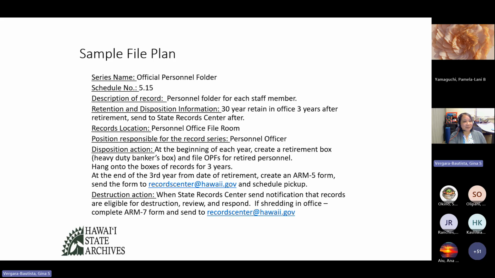Okay, here's an example of a file plan. As I mentioned, it has the series name, it has the retention schedule number, has a short description of what it is, the retention and disposition, where it's located in your office, who's responsible for it. You can either put a person's name here or you can make it generic so that if it's like a revolving door, meaning many changes, you still know it's always the records officer or personnel officer.